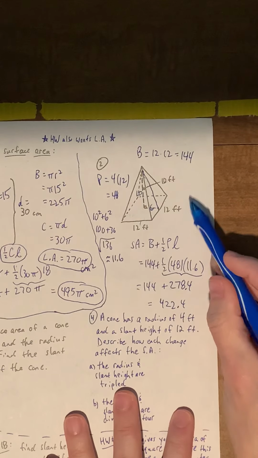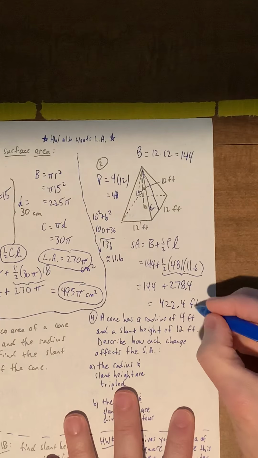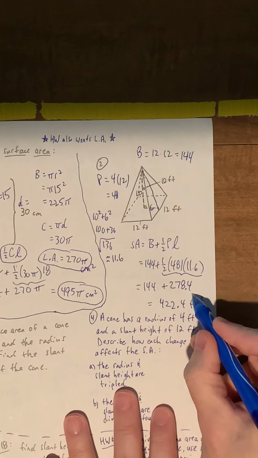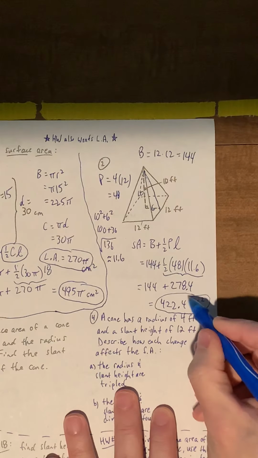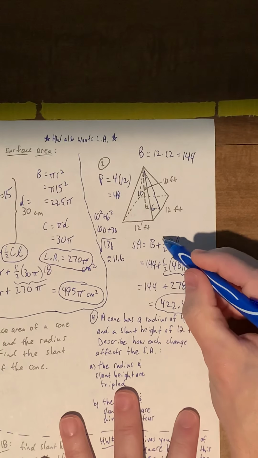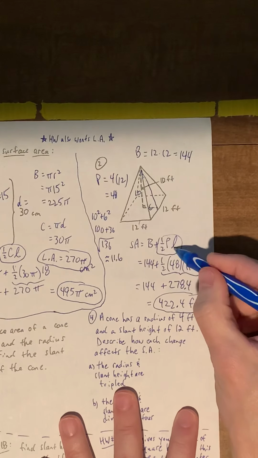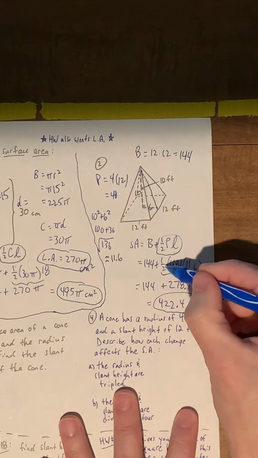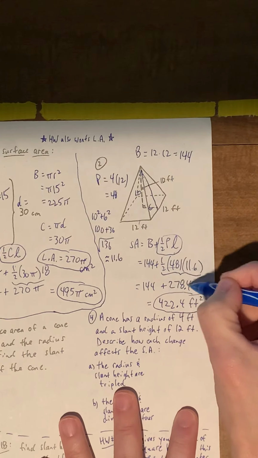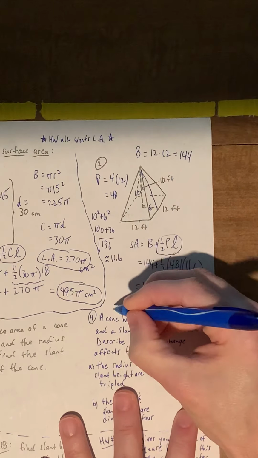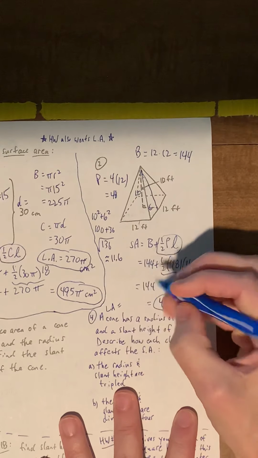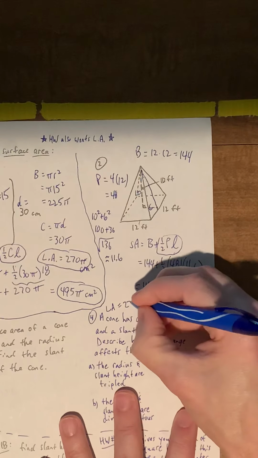And our unit is what? Feet. So feet squared or square feet. Now that is our total surface area. Our lateral area, remember, is your 1/2 PL part, which we saw was this product, which is 278.4. So if you want to identify LA lateral area, 278.4.